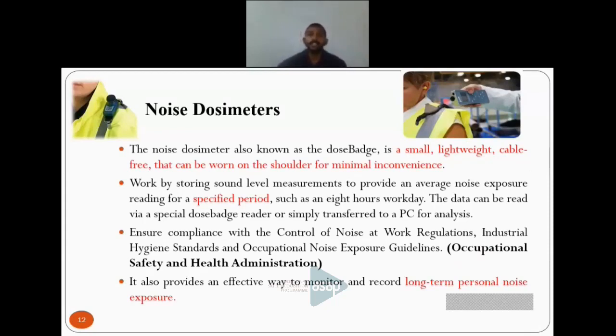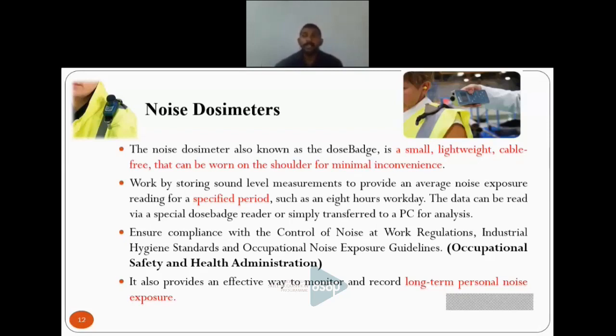We can measure the sound in industries or wherever the person goes for work; the sound coming in can be measured directly. It can be set for a specified period. In India, as per the labor rule, the 8-hour working exposure is mainly considered.